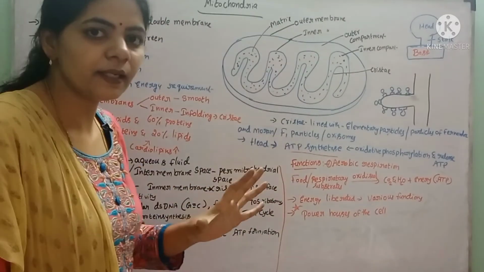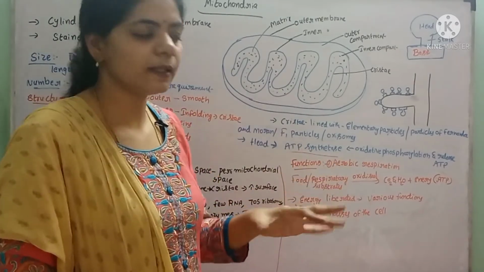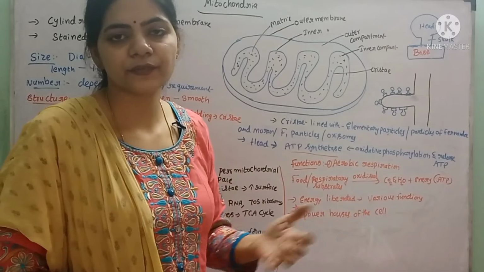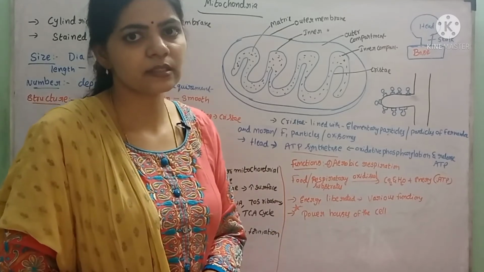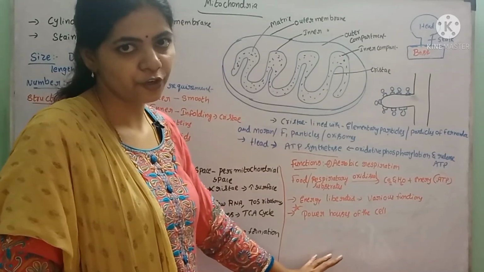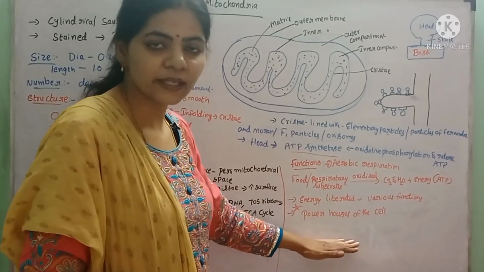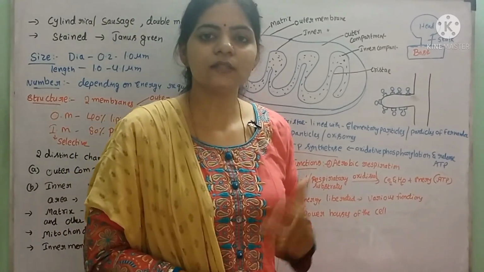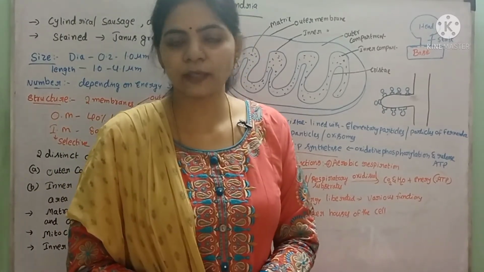And here the liberated energy within the cell can be used for various functions like muscle contraction, for the conduction of nerve impulses, etc. Because of the release of energy, the mitochondria are called powerhouses of the cell. These are the general properties and functions of the mitochondria.